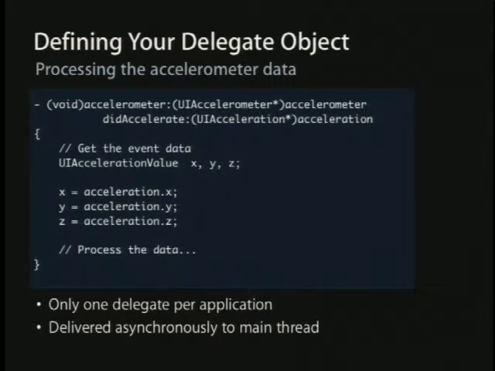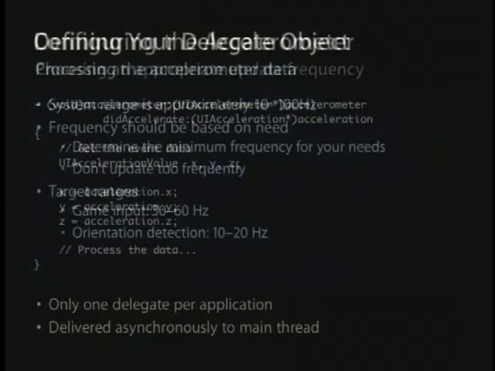And these things are delivered asynchronously on the main thread. So they're just queued up as events on the main thread. If your main thread is busy, blocked, not receiving or processing events, you're not going to be getting acceleration events because you're blocking the main thread. They're delivered on the main thread, so that's another reason not to block the user interface. You also won't get acceleration events.